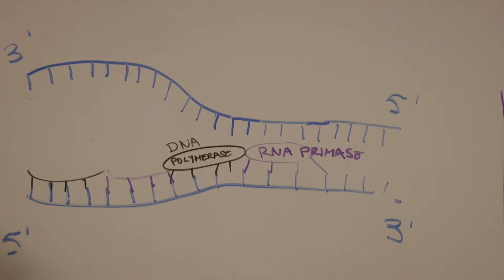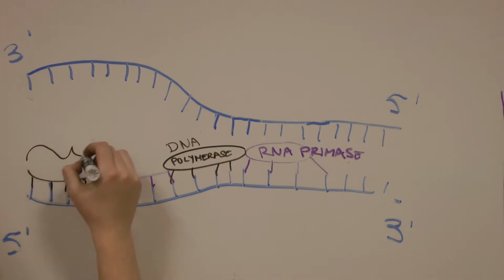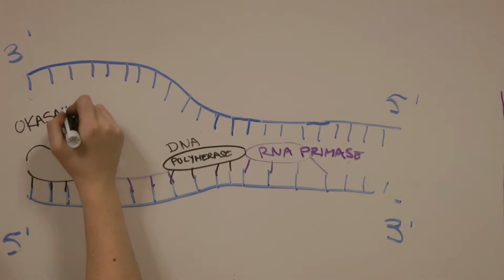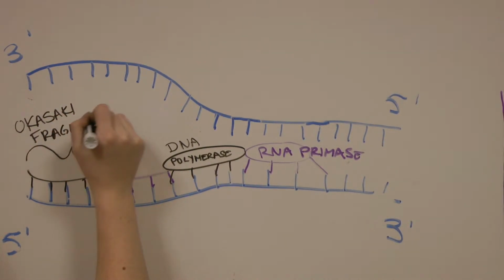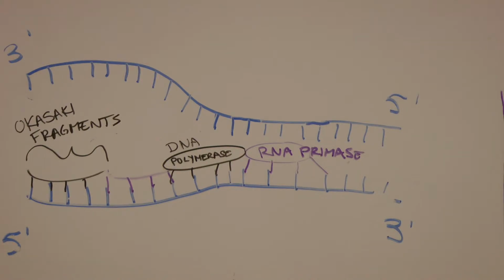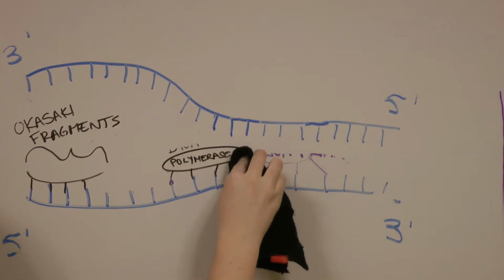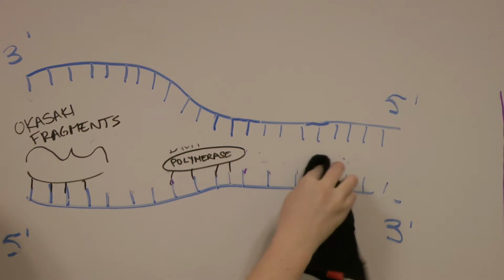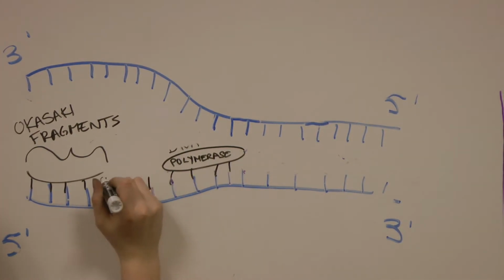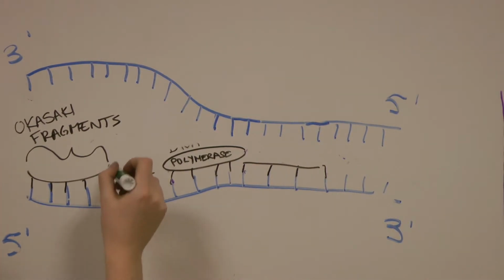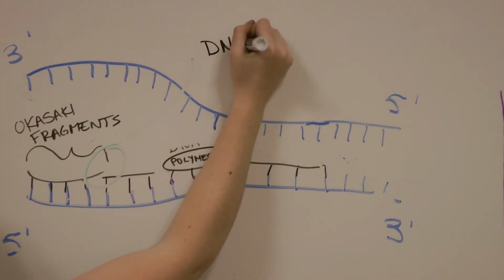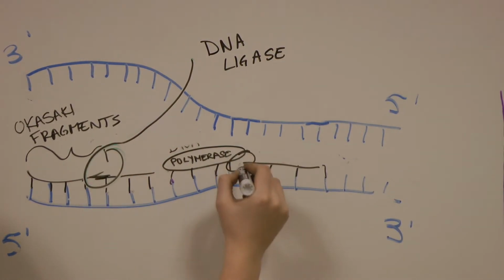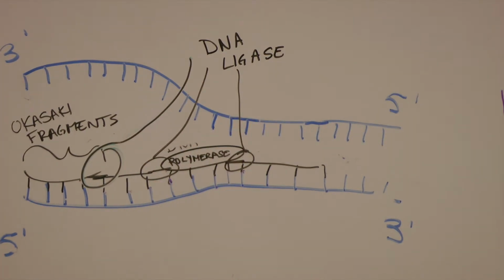Okazaki fragments are short, complementary DNA fragments that are synthesized on the lagging strand, each with the starting point of an RNA primer. Okazaki fragments form because of the DNA's anti-parallel nature. Finally, the primers between the Okazaki fragments are removed and replaced with deoxyribonucleotides by DNA polymerase. An enzyme called DNA ligase forms phosphodiester bonds between the fragments to complete a continuous complementary strand.